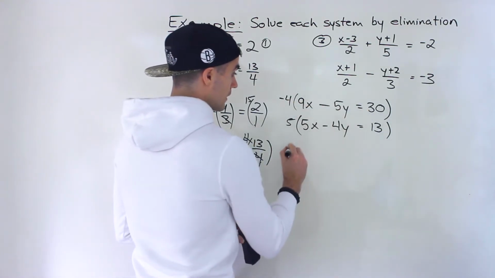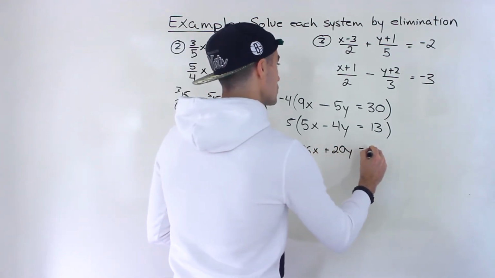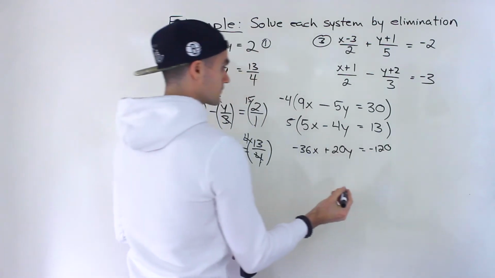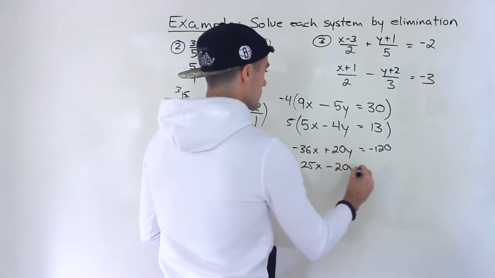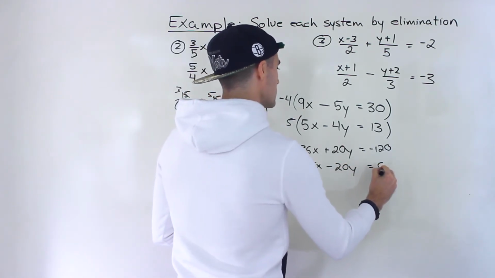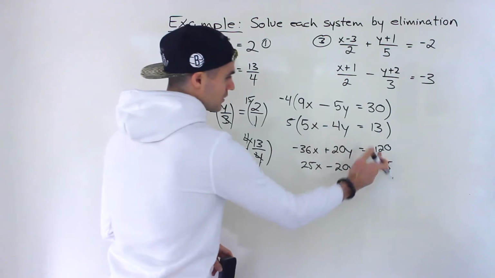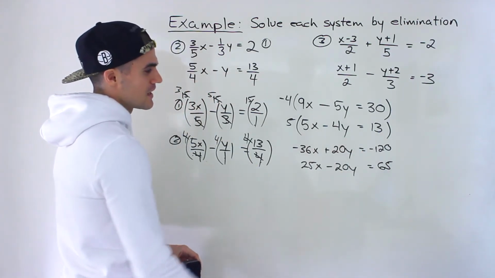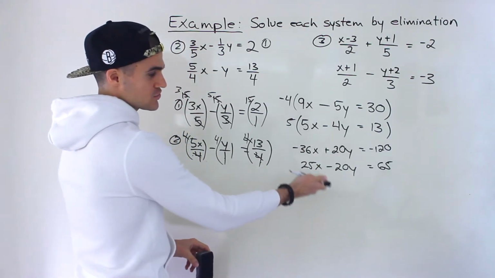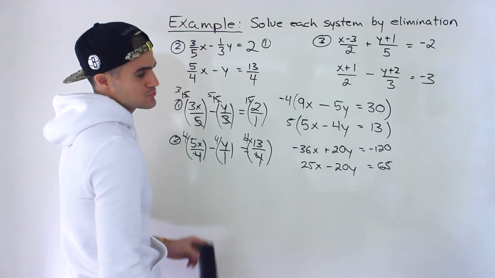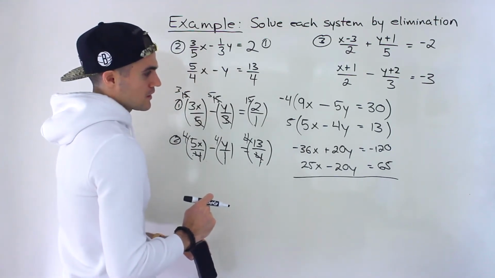So if I multiply everything by negative 4, I'll have negative 36x plus 20y is equal to negative 120. And then multiplying these, I'll have 25x minus 20y is equal to 65. And actually, maybe that wasn't the best move, because now we are dealing with negatives. I just personally like adding to get rid of stuff in elimination versus subtracting. But yeah, maybe this move made it a little bit more complex, but let's work with it either way.